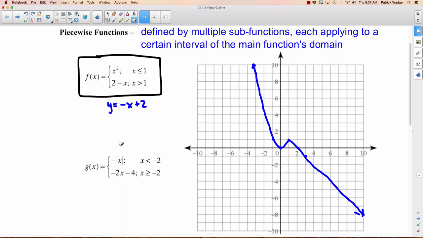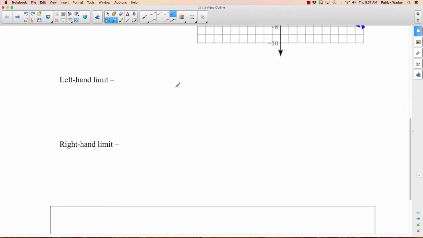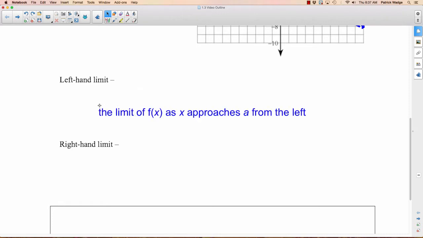Now, it's time to introduce us to one-sided limits. So basically, there's two types of one-sided limits. There are left-hand limits and there's right-hand limits. So what's the difference? A left-hand limit is the limit of f of x as x approaches a from the left. And what this looks like, if we were to write it, is the limit of f of x as x approaches a from the left, so we put a minus sign to show it's from the left-hand side, is equal to L.